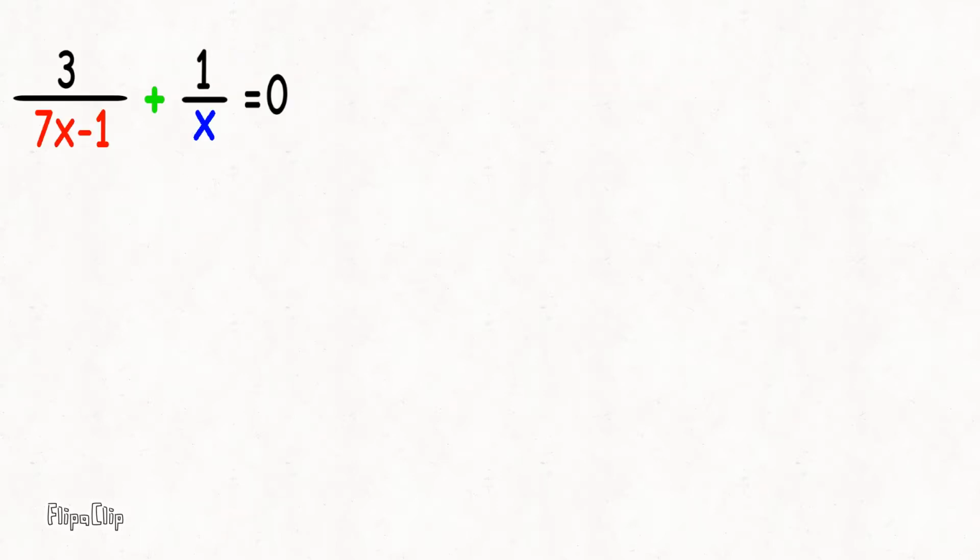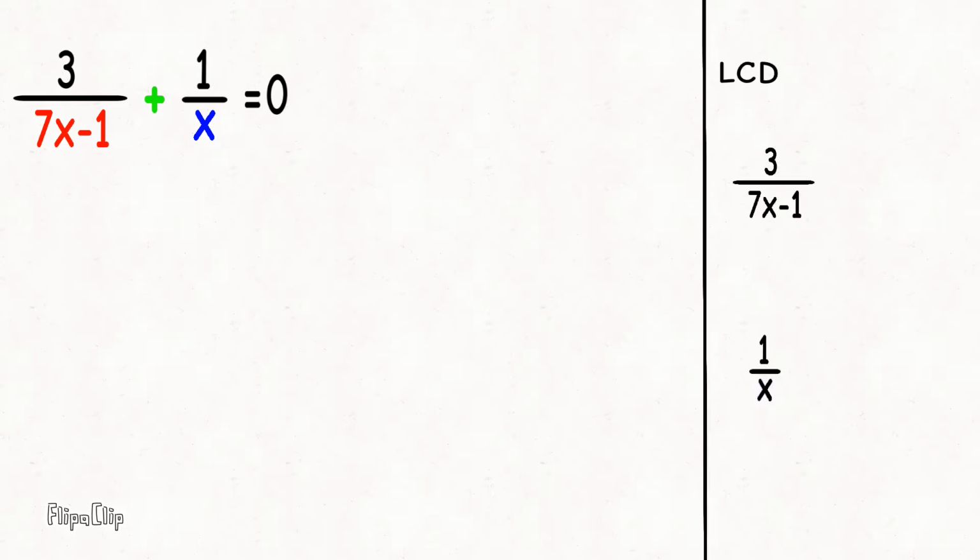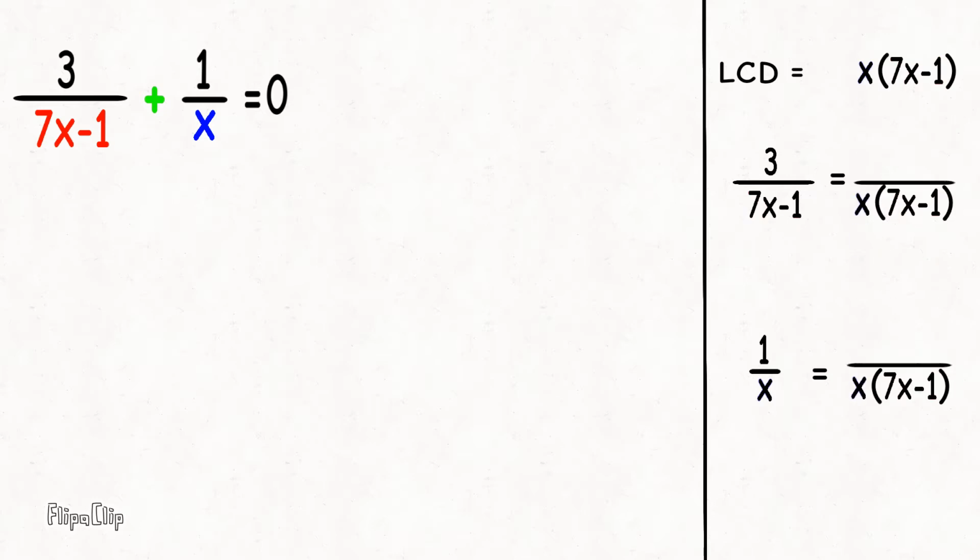Don't let the appearance of this fool you. We are just going to add two fractions. However, we can see that the denominators are different, so we need to first find the LCD and convert our fractions to their equivalents. We can get the LCD by multiplying the two denominators.